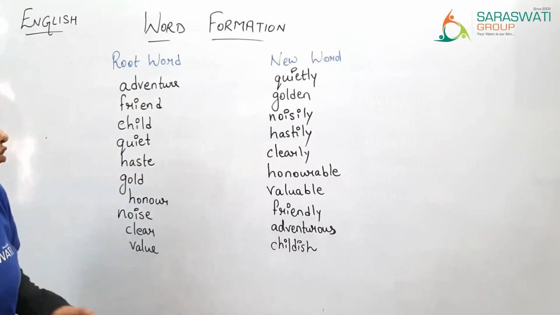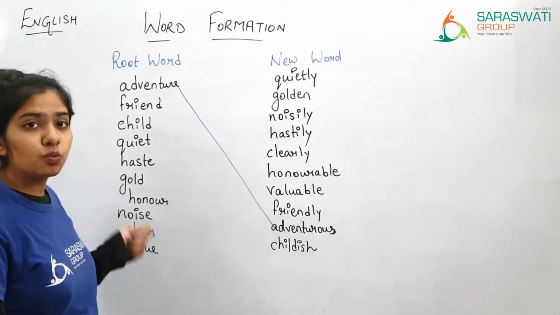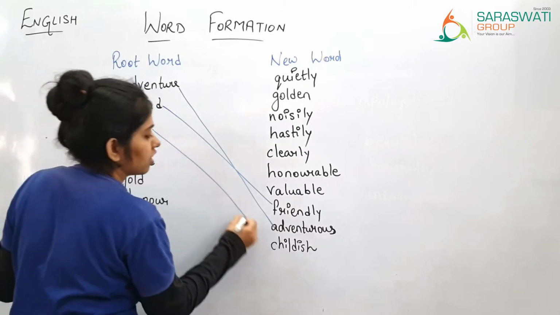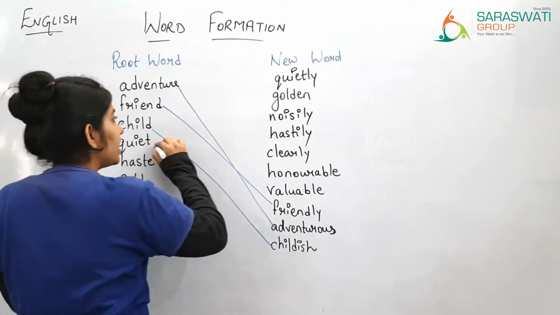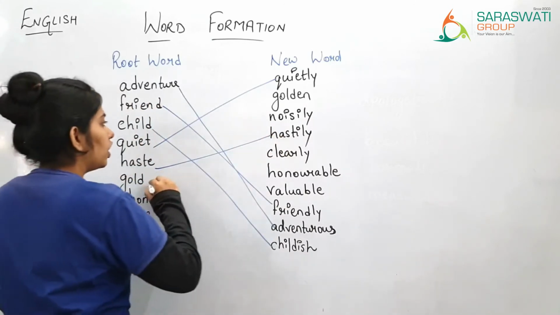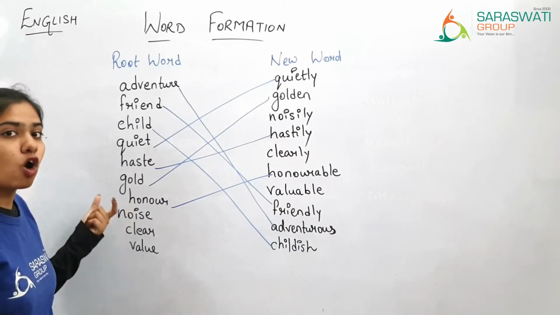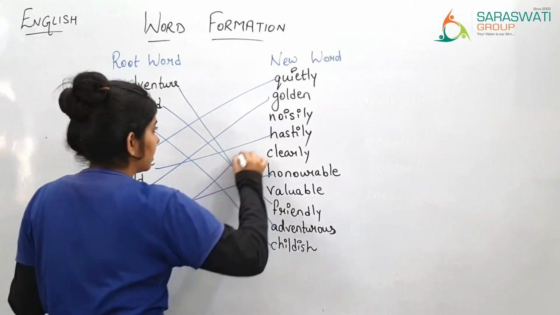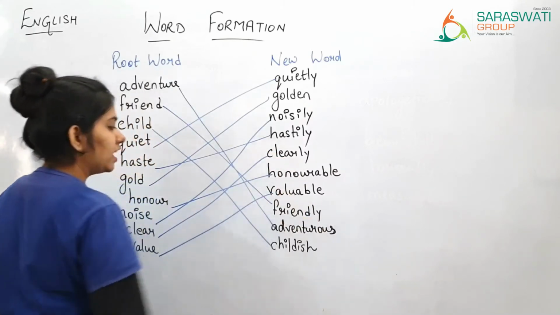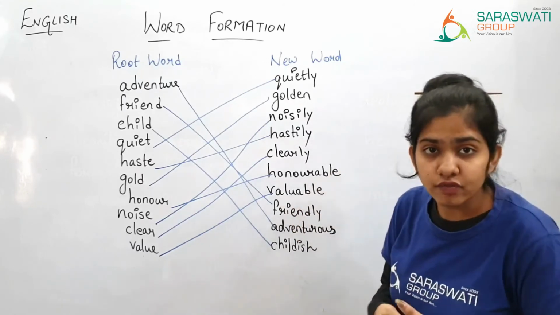So adventure. What is the new word for adventure? It is adventurous. Right? Then friend. What is the new word for friend? Friendly. Then child, childish. Quiet, quietly. Then haste, hastily. Gold, golden. Honor, honorable. Then noise, noisily. Clear, clearly. Value, valuable. Right? So in this way you are supposed to solve your questions if they are given to you.